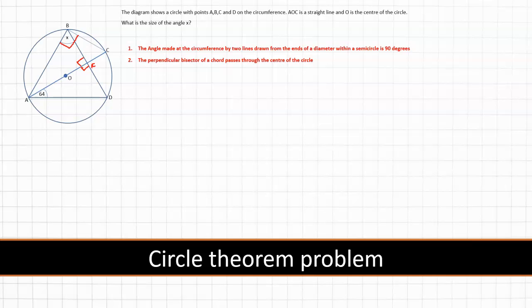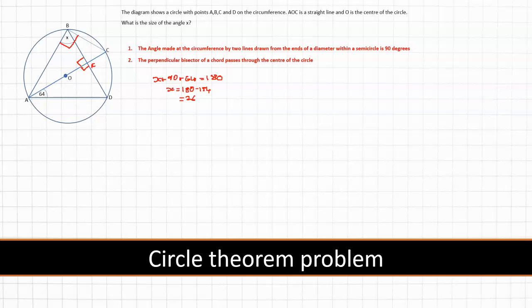We know that the angles in a triangle all add up to 180 degrees. That means that x plus 90 plus 64 equals 180. So x equals 180 minus 154, which is 26. The answer is 26.